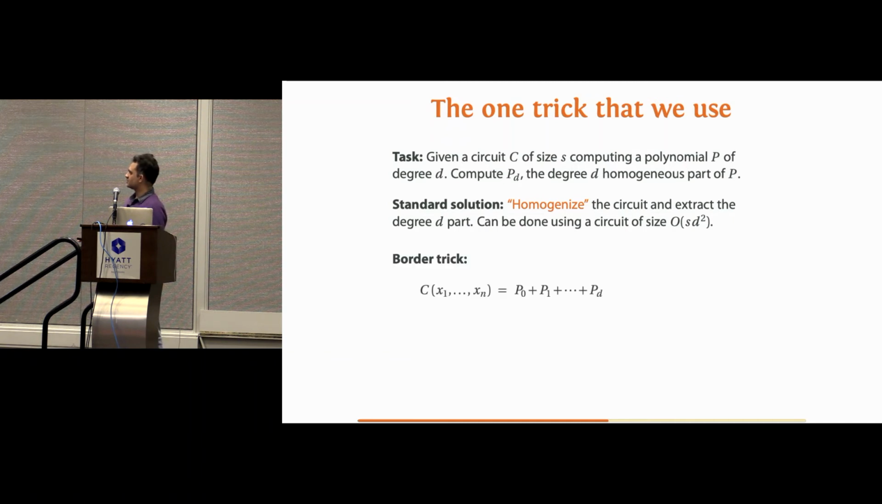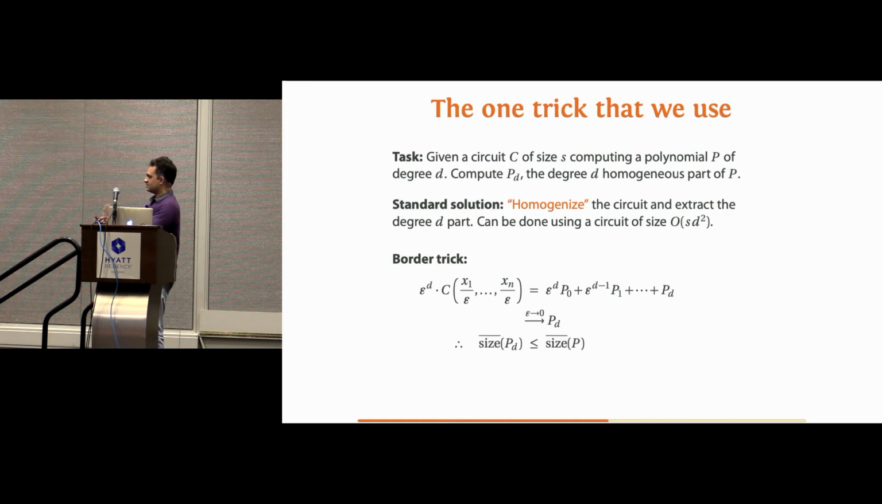So suppose the polynomial is computing P0 plus P1 and so on till PD. We just replace each xi by xi over epsilon. So naturally, each of the homogeneous parts will scale by epsilon to the d. And you now just multiply by epsilon to the d overall. And if you now let epsilon tend to 0, you basically extract out the homogeneous part. And you've paid nothing in size. And this is really the only trick that we use in the paper.